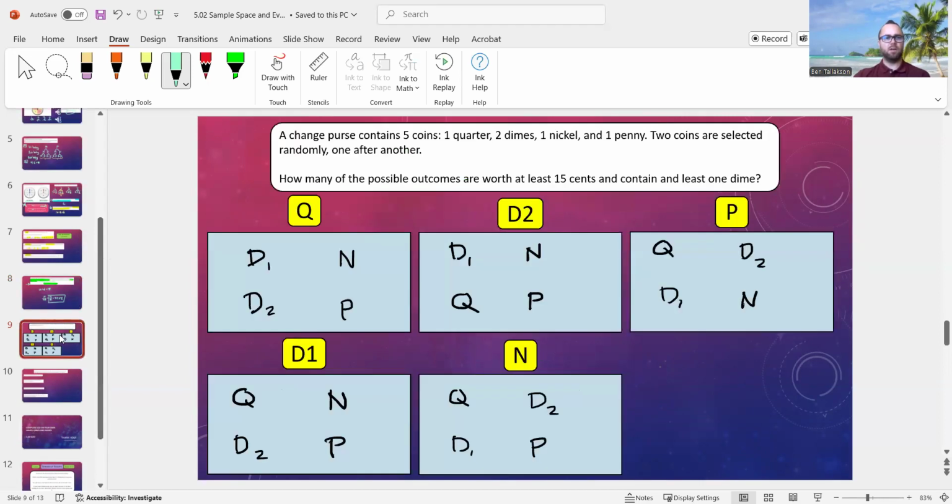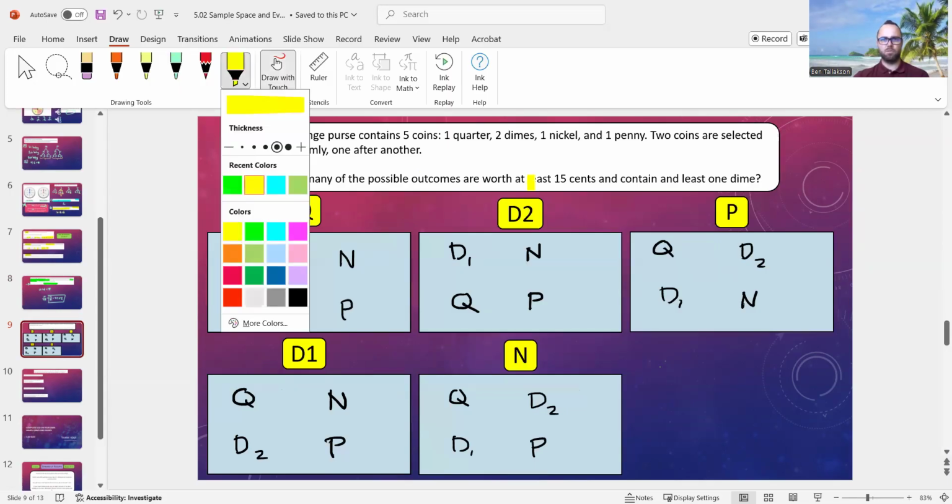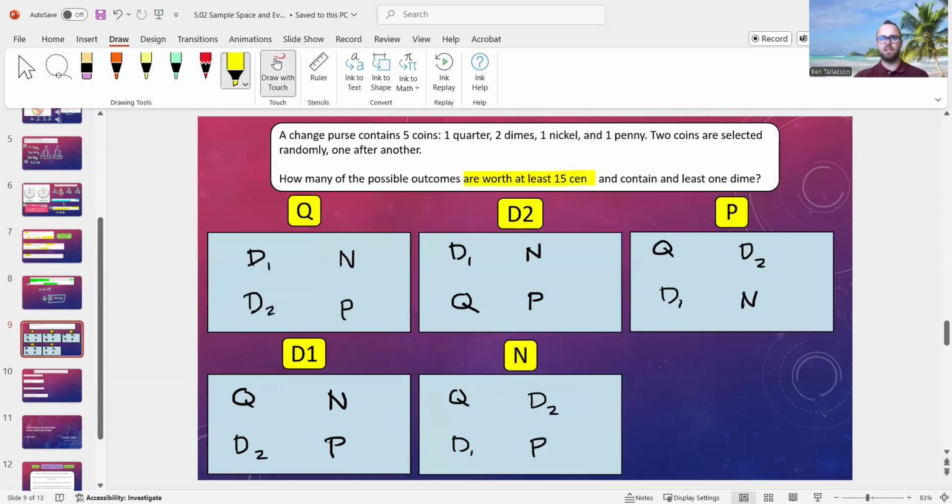And we have 2 more examples to practice and work through. A change purse contains 5 coins, 1 quarter, 2 dimes, 1 nickel, and 1 penny. 2 coins are selected randomly, one after another. How many of the possible outcomes are worth at least 15 cents and contain at least 1 dime?